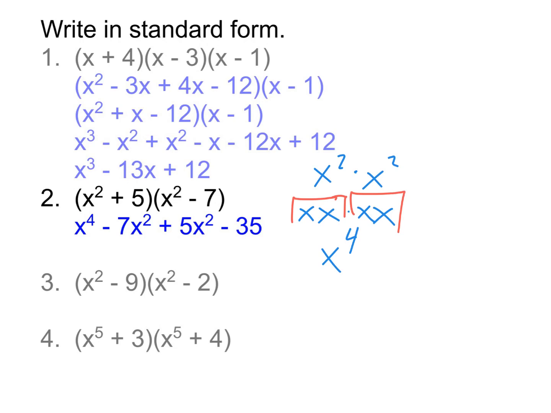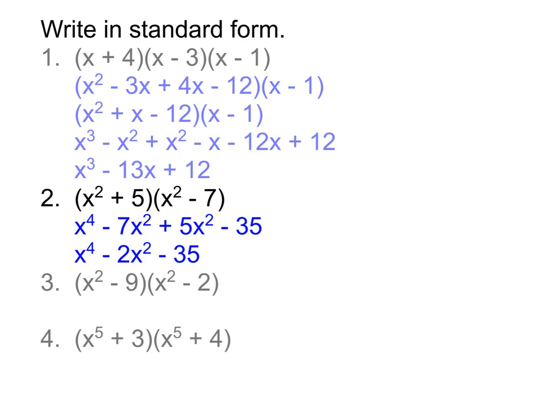All right, back to our work for number 2 there. We then combine the like terms. Final answer on number 2 should be x to the 4th minus 2x squared minus 35.